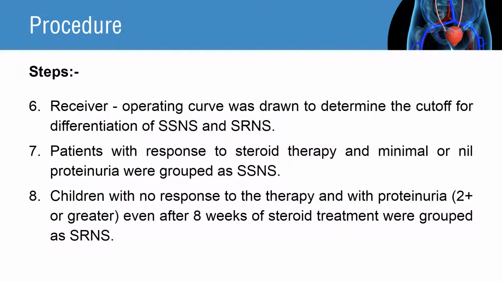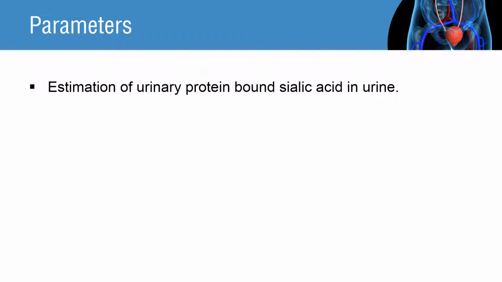Receiver operating curve was drawn to determine the cutoff for differentiation of steroid-sensitive and steroid-resistant nephrotic syndrome patients. Patients with response to steroid therapy and minimal or nil proteinuria were grouped as steroid-sensitive nephrotic syndrome. Children with no response to the therapy and with proteinuria 2+ or greater, even after 8 weeks of steroid treatment, were grouped as steroid-resistant nephrotic syndrome. The urinary protein-bound sialic acid was estimated in this procedure.